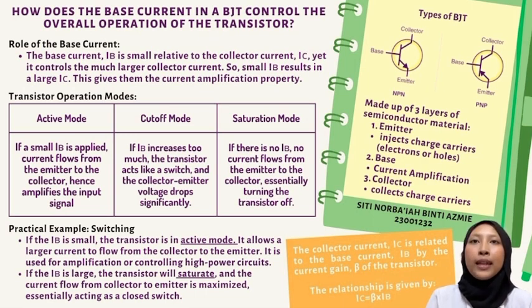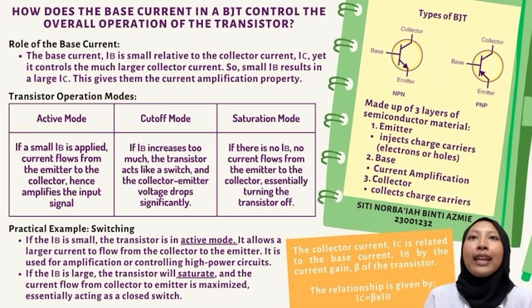Next, if the base current increases too much, the transistor enters saturation mode, where the transistor acts like a switch, and the collector-emitter voltage drops significantly. And lastly, on the other hand, if there is no base current, the transistor enters cut-off mode, where no current flows from the emitter to the collector, so essentially turning the transistor off.